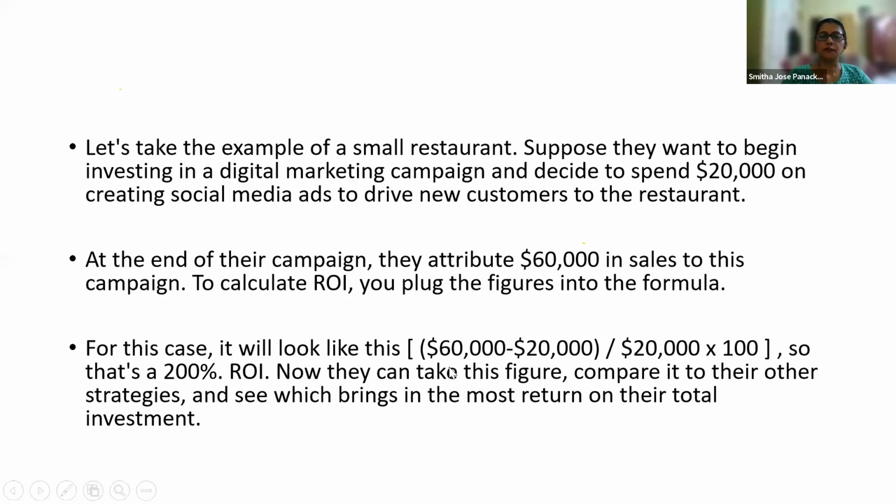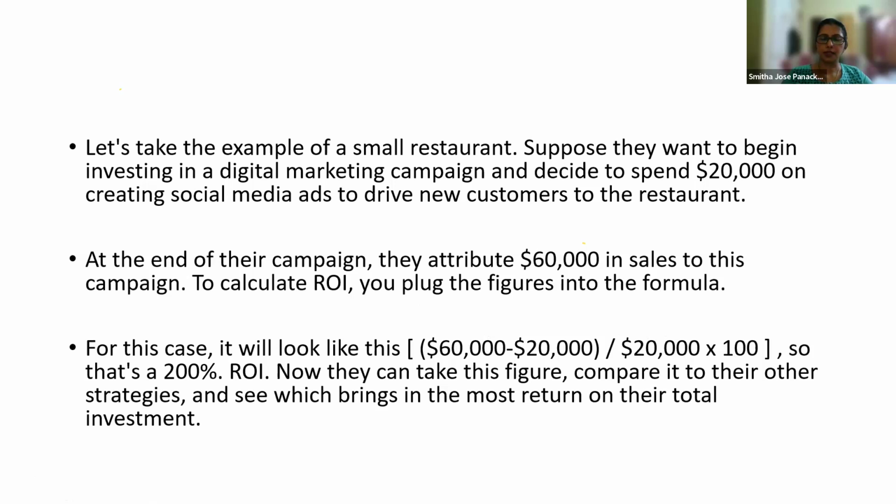The difference: 60,000 is the expected return, 20,000 is the investment, divided by 20,000 into 100. Then how much is the ROI? 200%. Then we can go ahead with the decision, right? Will you go ahead with the decision to invest $20,000 in a digital marketing campaign? Okay, this is another application of ROI.